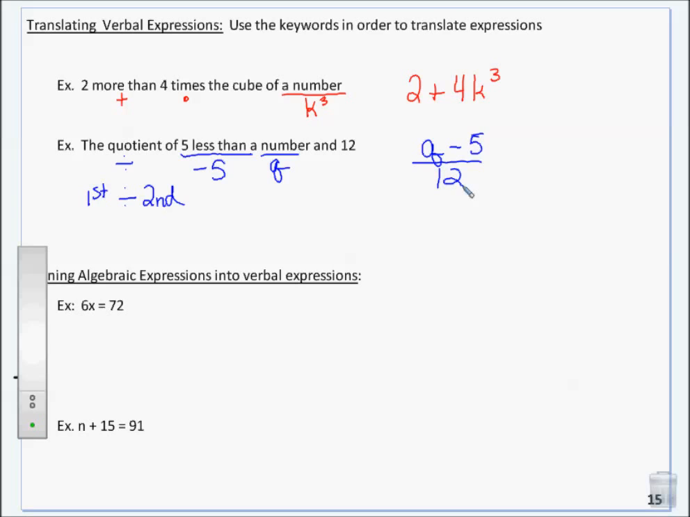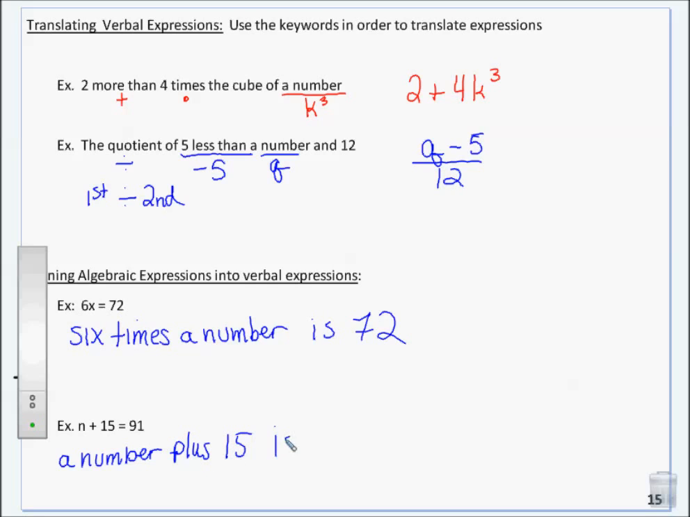Okay, going the other way. You don't have to be fancy. You can be very literal. 6 times a number. Or you could say 6 times x is 72. You could get super fancy if you wanted. You could say the sum of a number and 15, or you could just say a number plus 15. Is 91. So you don't have to be really fancy when you're going from an algebraic expression to words. There's multiple options. When you're going from words to an algebraic expression, there's only one option.